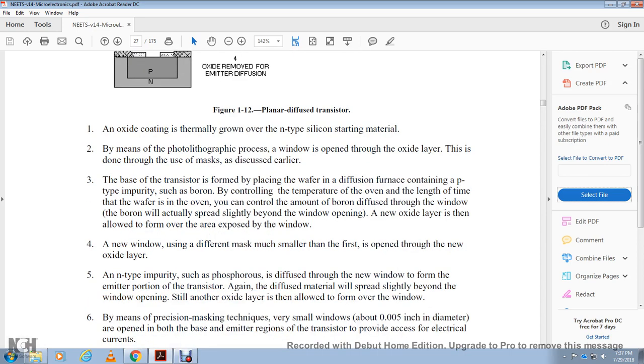the window. Then a new layer with a different mask, much smaller than the first opening, is used to open a new window in the new oxide. A negative type impurity such as phosphorus is diffused through the new window to form the emitter portion of the transistor. Again, the diffused material will spread slightly beyond the window opening.